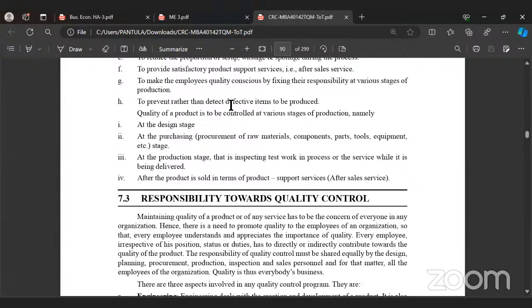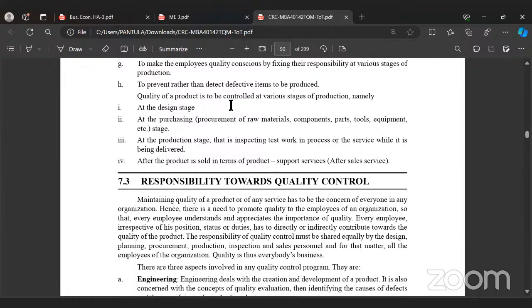Already we discussed that employees should be quality conscious, fixing their responsibility at each stage of production variation. Prevent defective items from being produced rather than detecting them afterwards. So if products are found defective after distribution, instead of that, we can find the defects before they go into the customer's hand. There are a lot of things.